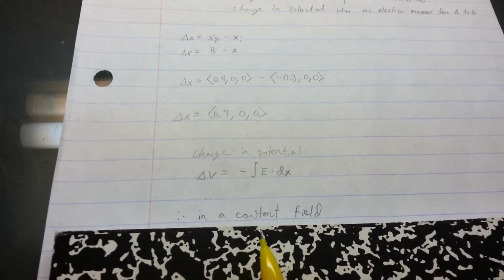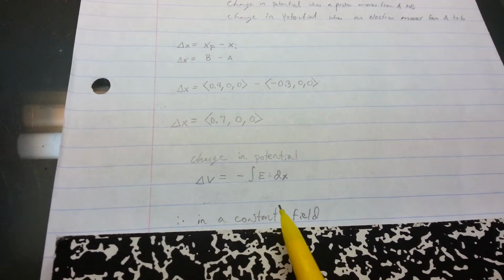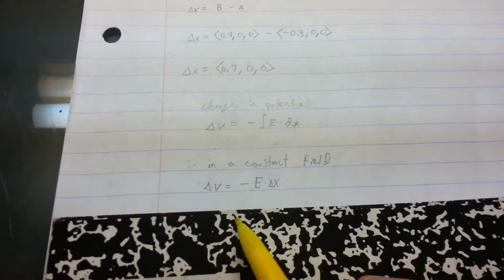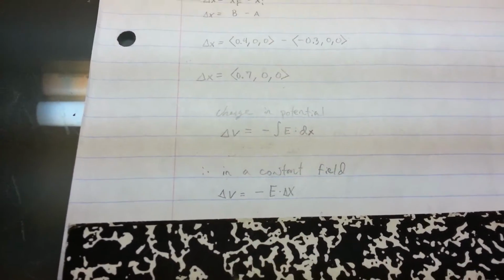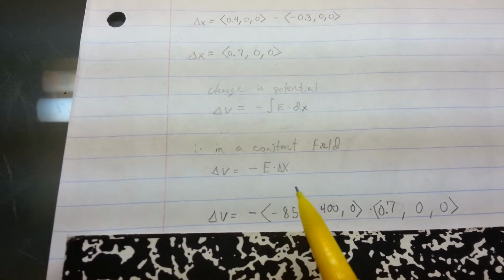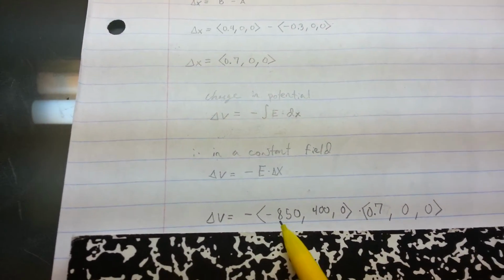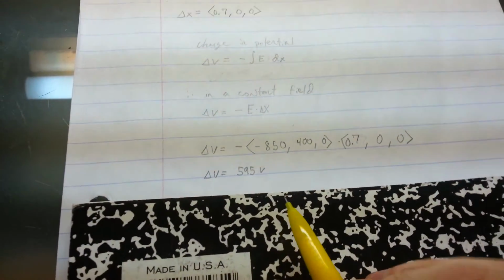But since we're in a constant field, the electric field is constant, and the distance between the 2 points isn't changing, so dx is also constant. So we now have delta V equals negative E delta x. Now, we could just plug in those values because we've solved for this, and this is a given value. Distribute this negative, multiply across, and we get 595 volts.